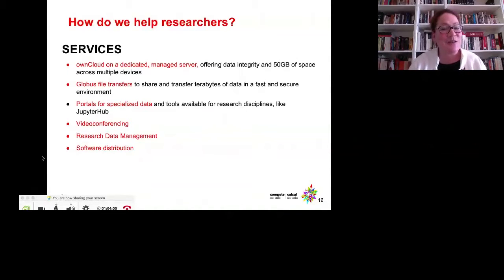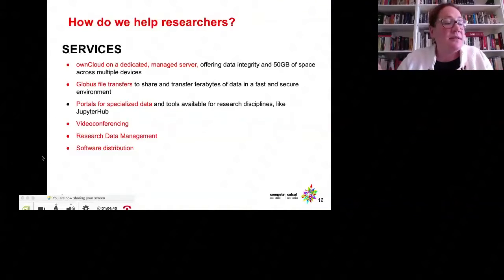Portals for specialized data and tools are available for research disciplines, like Jupyter Hubs. Jupyter Notebooks are a great way to learn coding. It's not scary. It's not a command line. Compute Canada has partnered with the Pacific Institute for the Mathematical Sciences to offer Jupyter Notebooks as a service, and I'll talk a bit more about that. Video conferencing, what we're doing right now, using video. It's a very good collaboration tool, works better than Skype, and is free through Compute Canada. It's a small service, but it's hugely helpful.